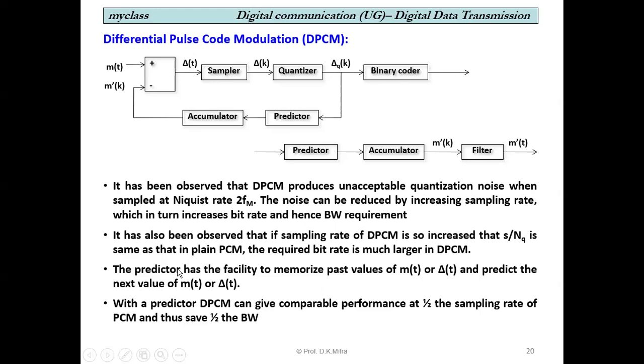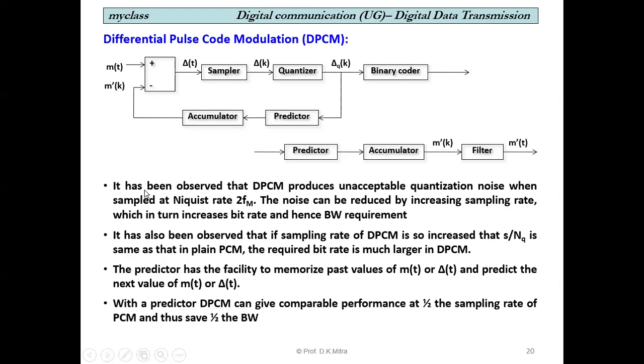Then coming to the predictor that we discussed here, this predictor and this predictor. This predictor has the facility to memorize the past values of m(t) or del t and predict the next value of m(t) or del t. It's not a very sophisticated circuit. It is possible. Now, we have said about the noise, it needs more bandwidth, more sampling rate, etc. Now it says, with a predictor, DPCM can give comparable performance at half the sampling rate of PCM. You got the point?